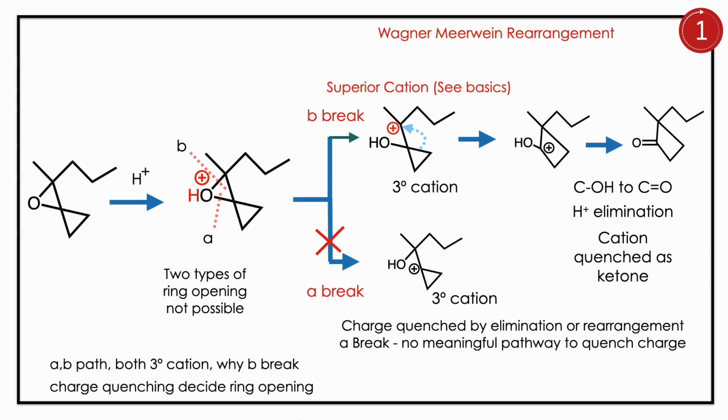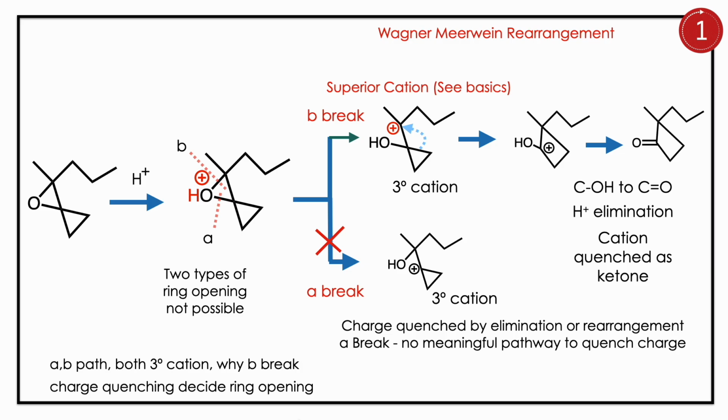Here the first step is attack of H plus on the epoxide. So obviously cation formation, it has to be quenched. Two ways it can be quenched by opening the ring. You can open the A pathway or the B pathway. Both are given. The A pathway leads to the tertiary cation definitely. But the B pathway is very stable because it creates a stable cyclopropyl cation with methylene position.